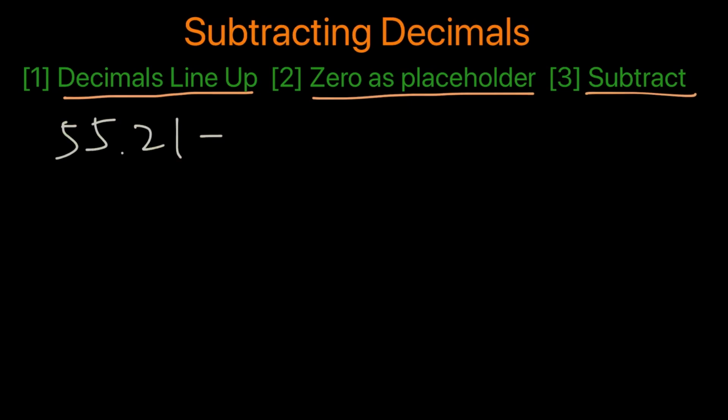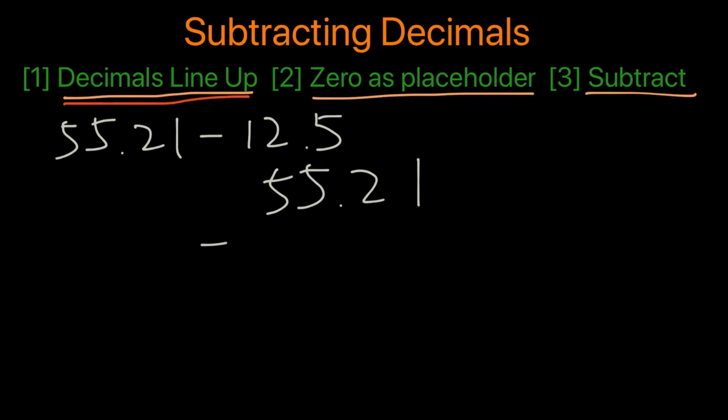55.21 minus 12.5. So we'll write it like this, 55.21. The first step is to line up the decimal points. So we'll place the decimal point here. Then we're gonna have to place the right numbers in here. So in this case, we have 12.5. So we'll put 12 and then 5 here.